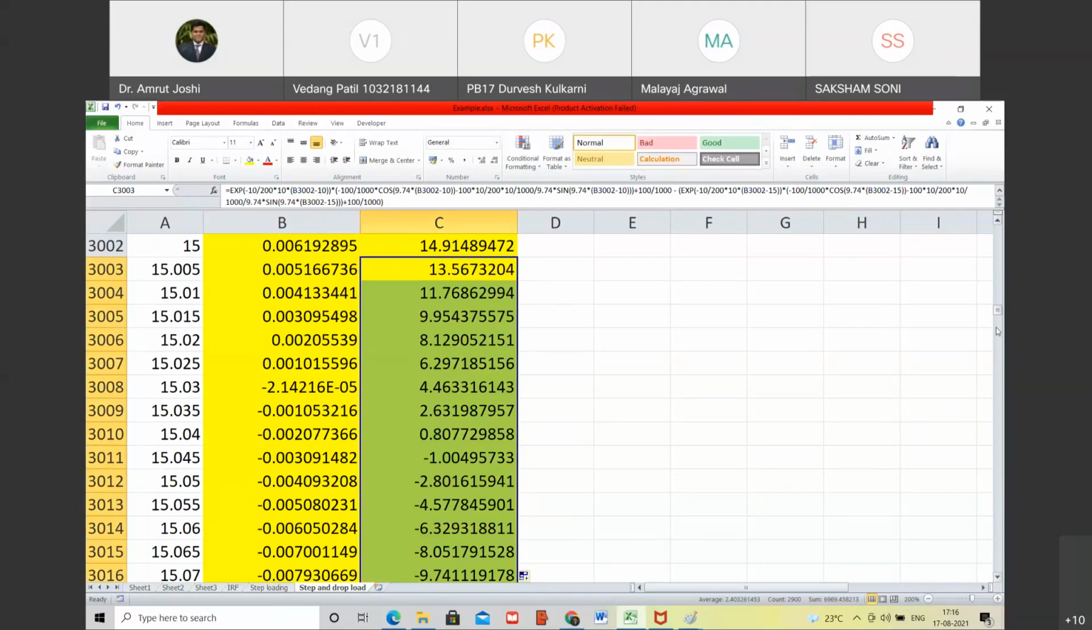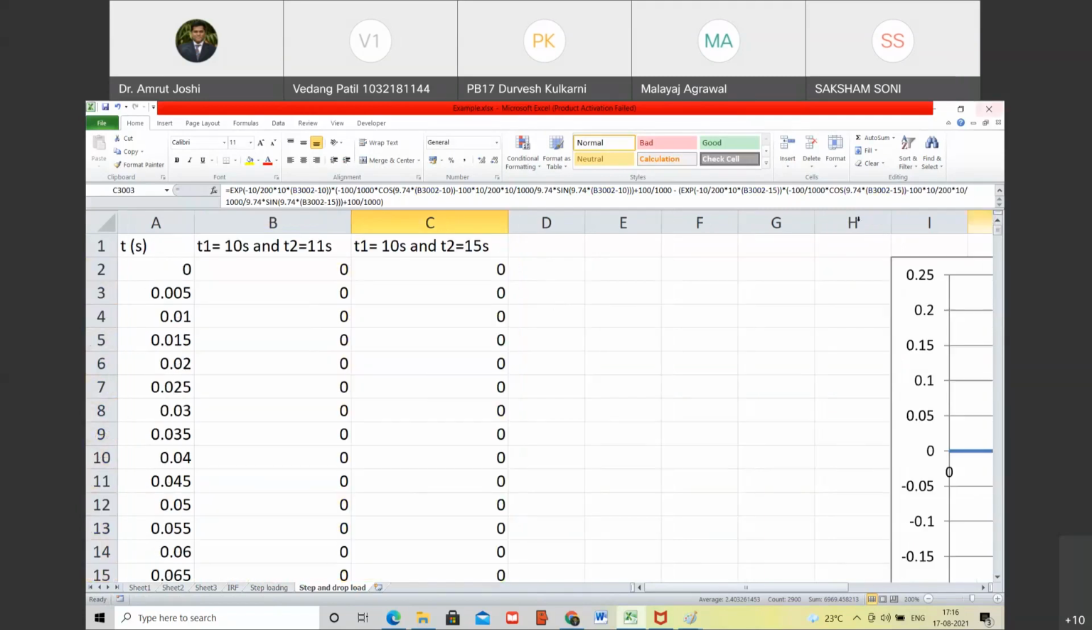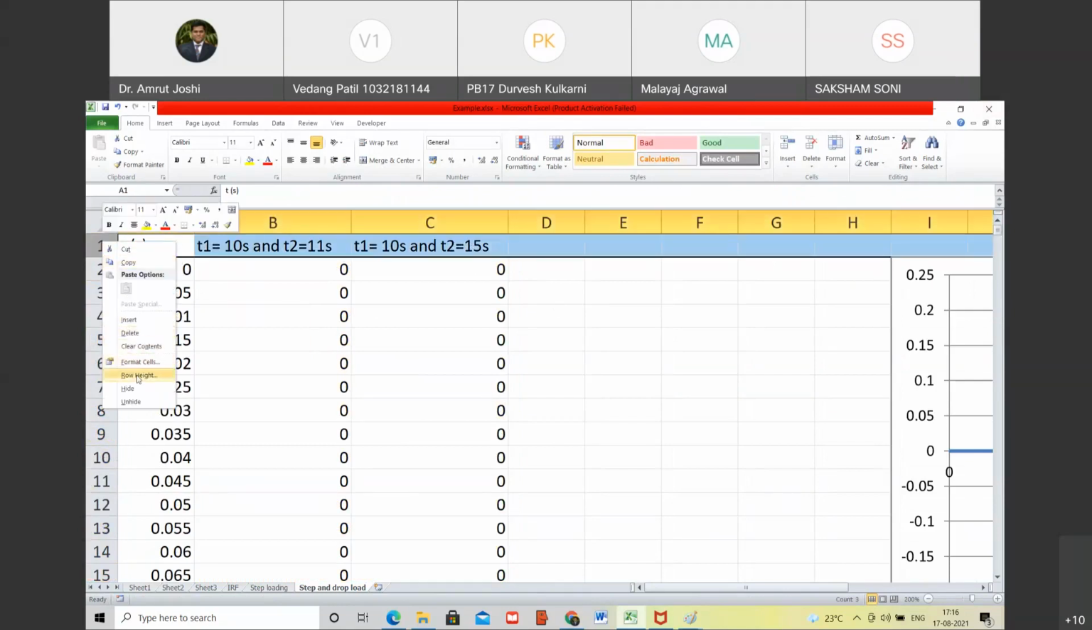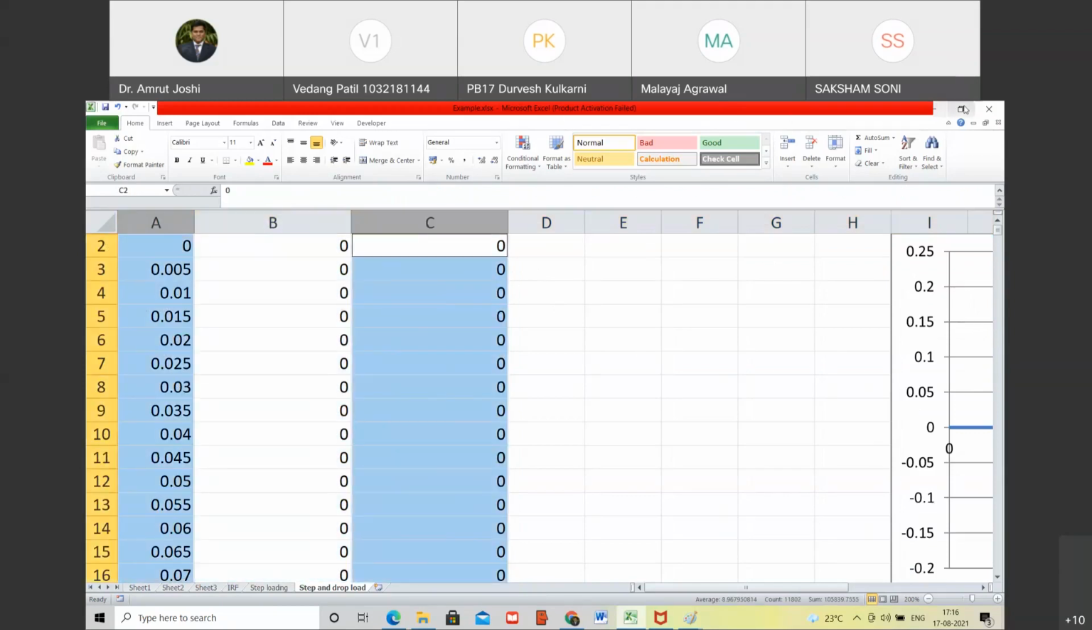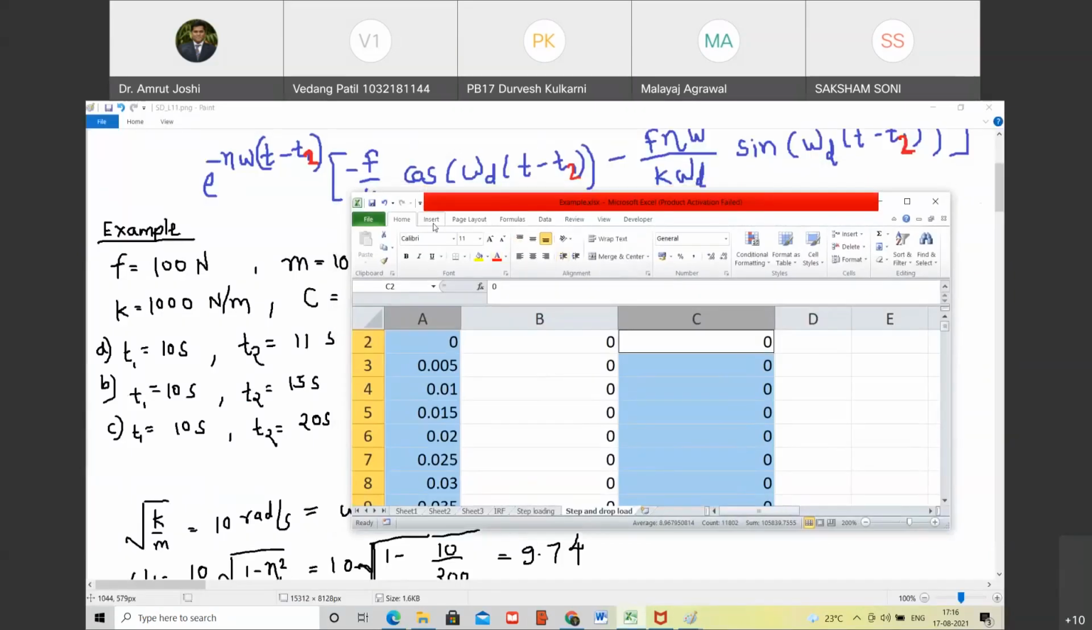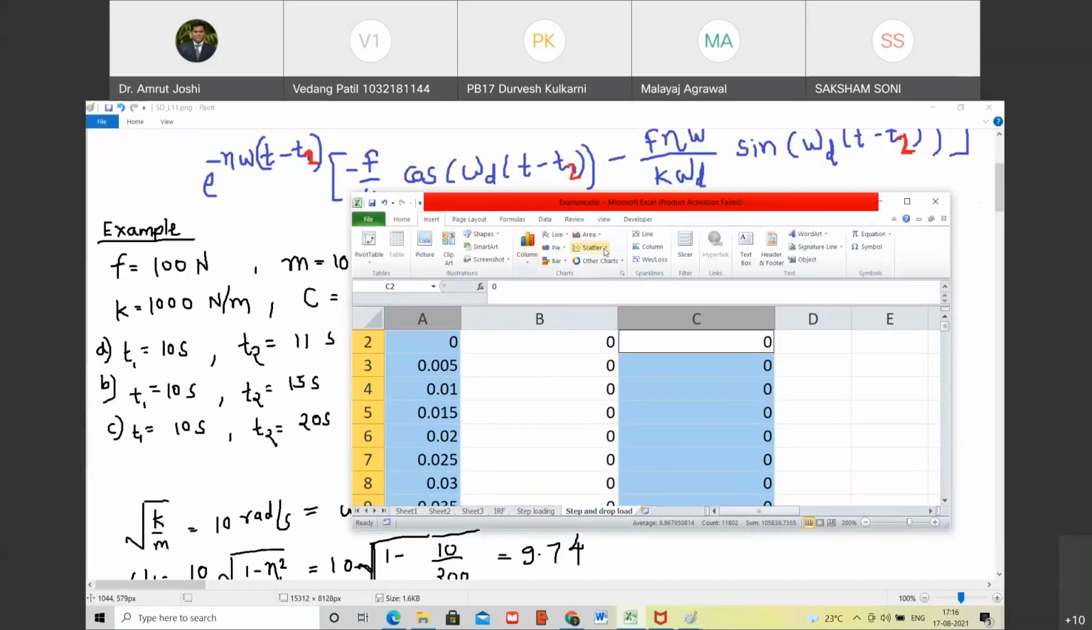So that's done. And now we are going to plot a graph of column A versus column C. Are you with me? Yes, sir. So let me hide this. Let me see if I hide this, it will be easy for me to plot the graph. One minute. This against this. Scatter.